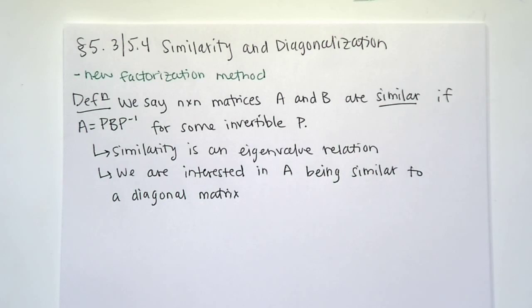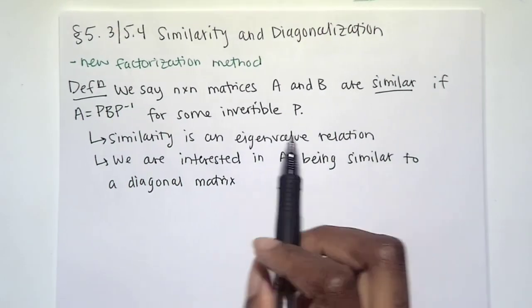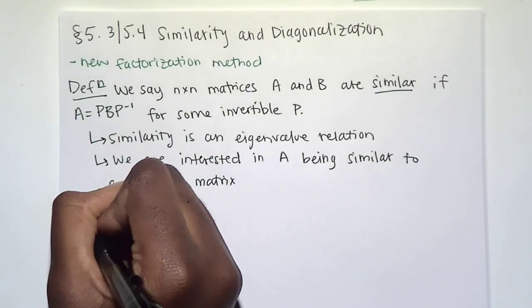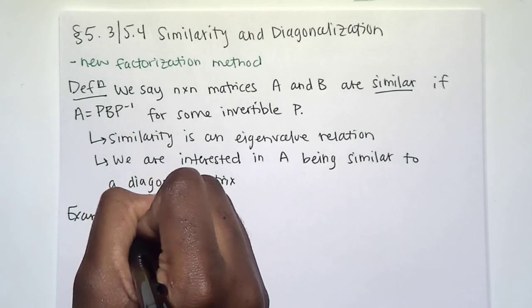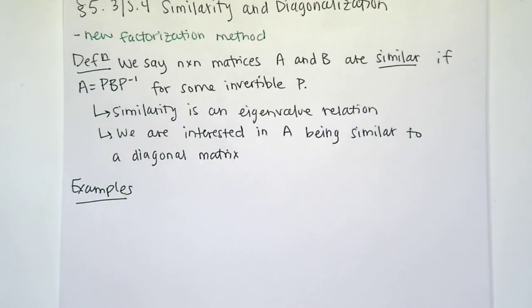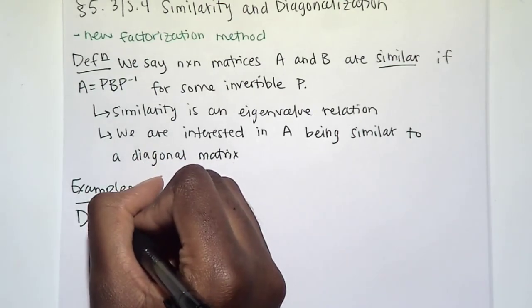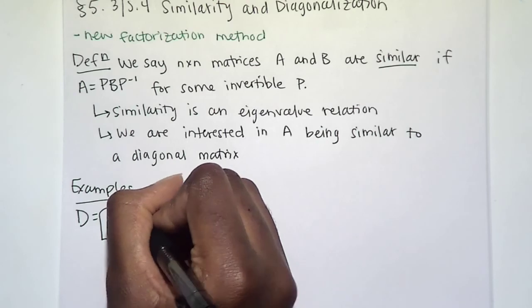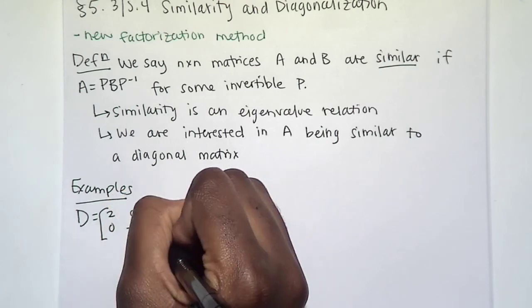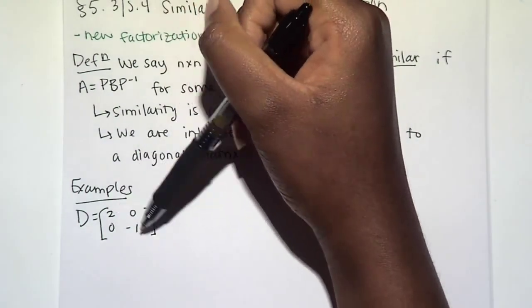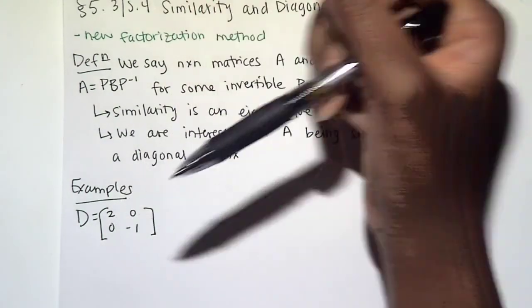All right, so let's look at an example of a diagonal matrix and talk about properties that make them so helpful in relation to eigenvalues. Let's say we have a diagonal matrix, D for diagonal. It's a 2 by 2. Down the columns, I have 2, 0, 0, negative 1. A matrix is diagonal if it only has numbers on the diagonal and zeros everywhere else.